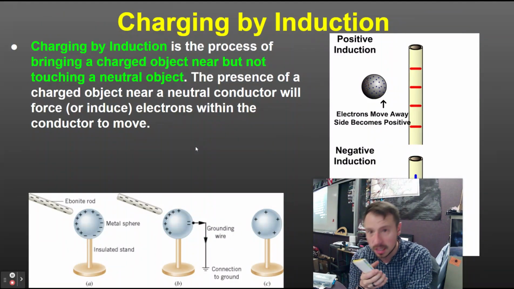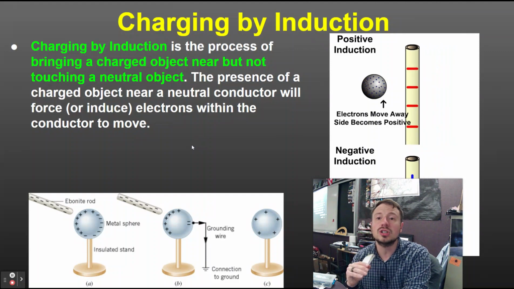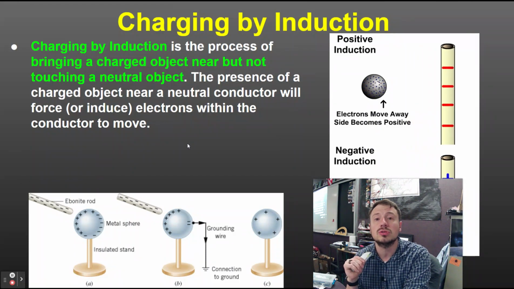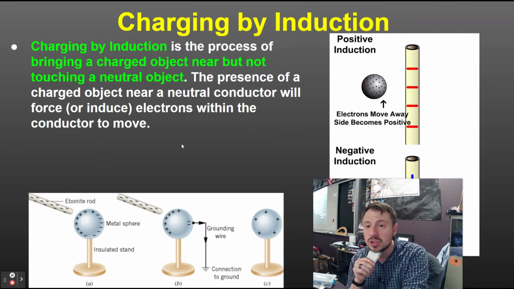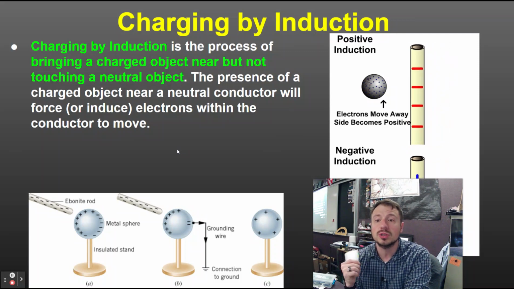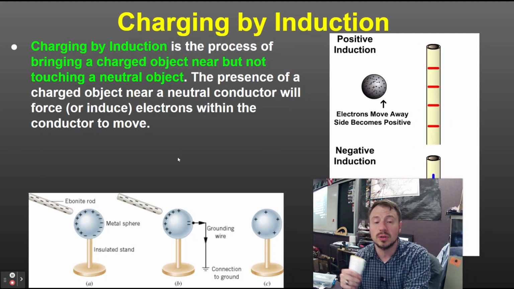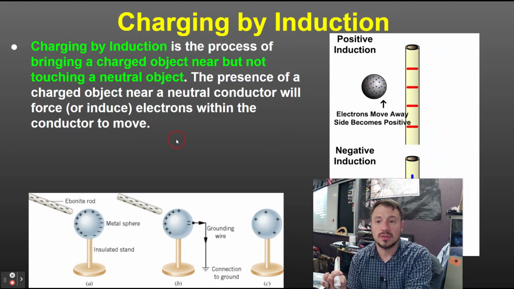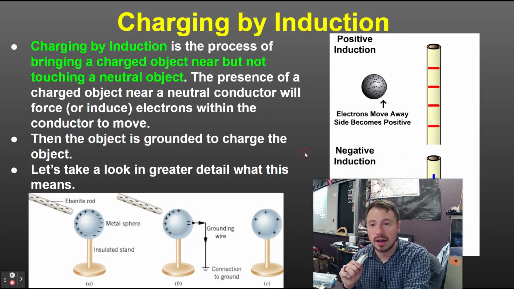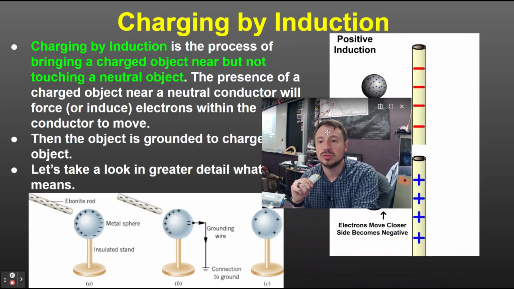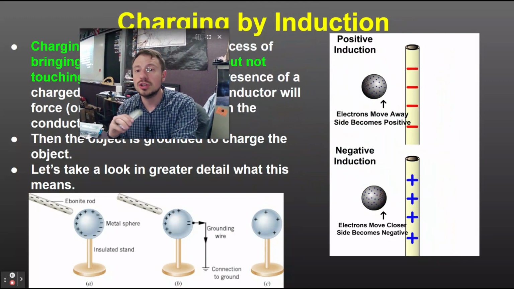Now, charging by induction is a process of bringing a charged object near but not touching a neutral object. The presence of a charged object near a neutral conductor will force or induce electrons within the conductor to move. You have to polarize it first, right? Then the object is grounded to charge that object. So you can do this two ways.